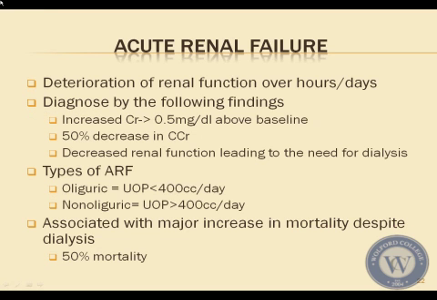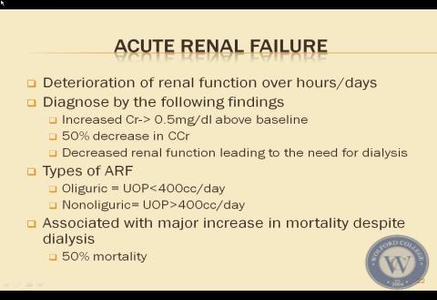Okay, so let's start talking about different disease processes that you're going to see. The first one we're going to talk about is acute renal failure. Basically it's a deterioration of renal function that you can see over hours or days. This is usually diagnosed by seeing changes such as an increase in creatinine by as little as 0.5 milligrams per deciliter above baseline. So in other words, if you're going from a creatinine of 1 to a creatinine of 1.5, that patient's undergoing acute renal failure. You may also have this diagnosis made by looking at a 50% decrease in creatinine clearance, and decreased renal function leads to the possible need for dialysis.